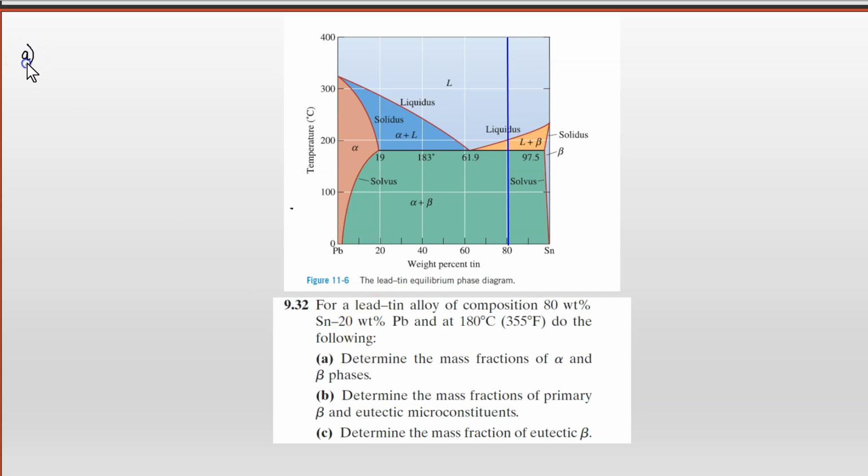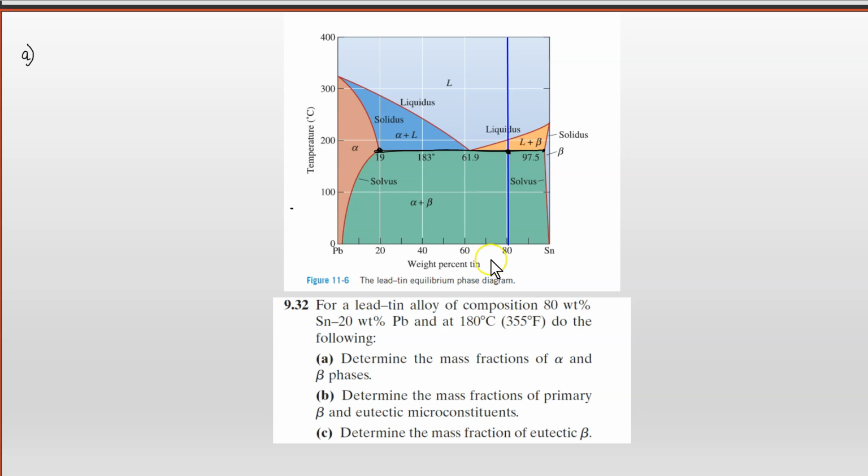So for A, we need to determine the mass fractions of alpha and beta phases. We want the total mass fractions. Even though the alpha and beta may be in the eutectic, we're not going to use that. To do that, our intersection point is around there, and our tie line is across here, like so. So we have alpha of composition very close to 19% tin, and beta very close to composition 97.5.